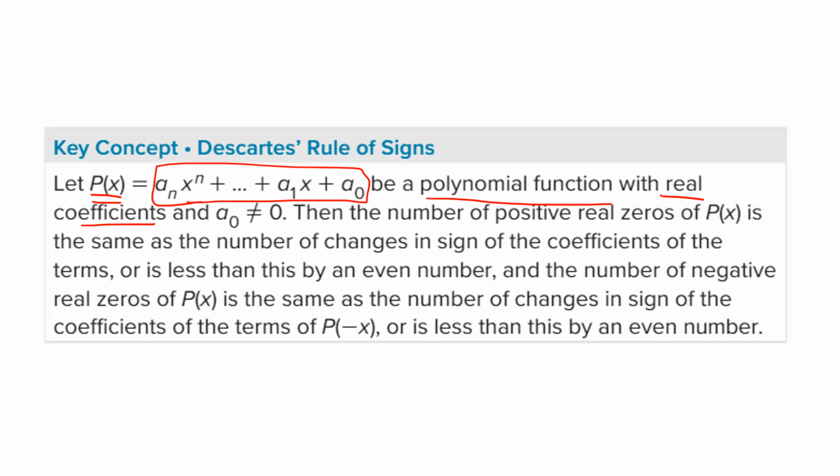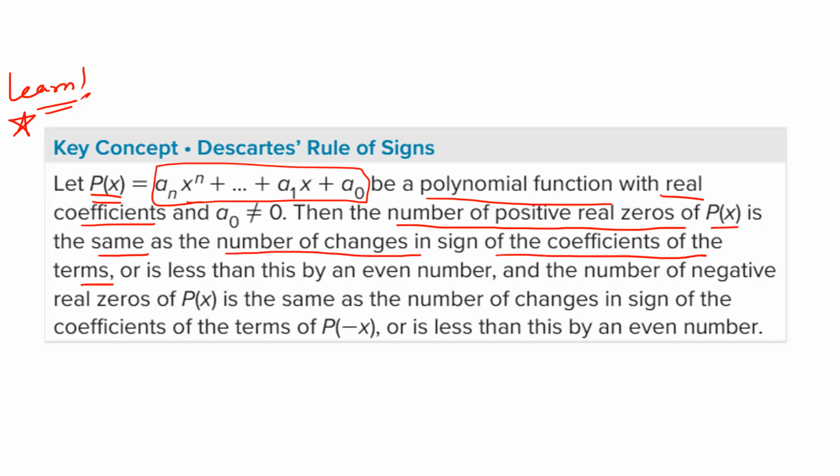Then the theorem says, Descartes' rule of signs, it's very important. I put the star and I write learn. You have to learn it if you want to solve all the questions of learning objective 18 correctly. So it says the number of positive real zeros of this polynomial is equal to the number of sign changes in the coefficients of the terms, or less than that by an even number.